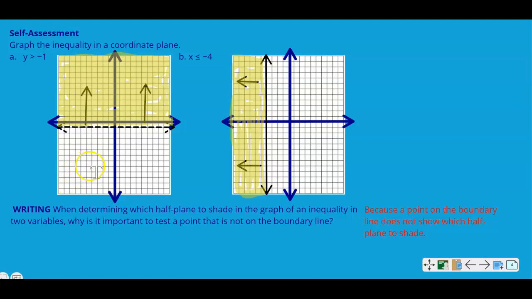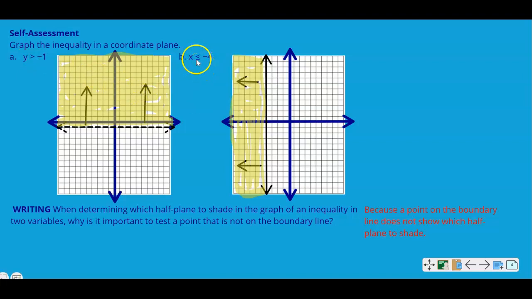All right, hopefully you took time to graph these on your own and you can see if you did okay. So graph the inequality in the coordinate plane, y greater than -1. -1 is 1 below the x-axis. It is dotted because it is just simply greater than. So everything above that is greater. So you should have picked a point somewhere. 0, 0 would work in this case. 0 is greater than -1, so you can easily see that that works.